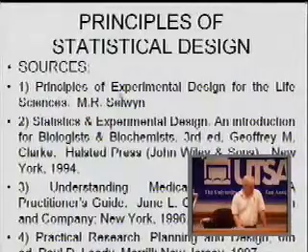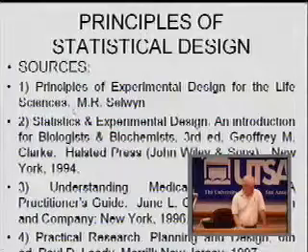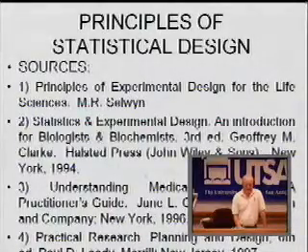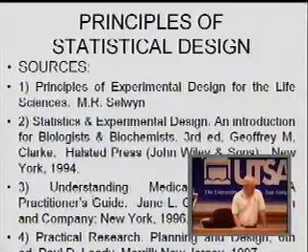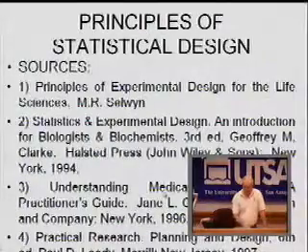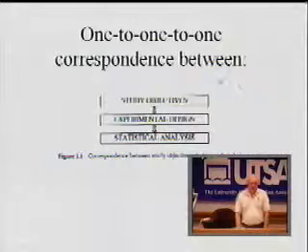So these are the sources. Principles of Experimental Design for Life Sciences, one of the course textbooks. Statistics and Experimental Design, an introduction for biologists and biochemists. Understanding Medical Research. This is one of the ones that I find to be especially useful in helping to achieve that, not only medical research, but research in general, with the way that this small textbook is set up. And then our Practical Research Planning and Design textbook that we're using for the course as well.